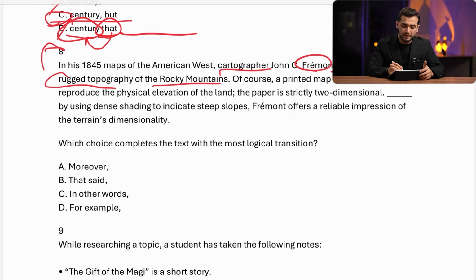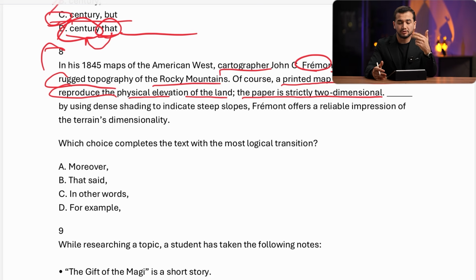Then, of course, a printed map does not technically reproduce the physical elevation of the land. Here they are talking about its limitation, right? So, of course, map cannot do kind of everything. The paper is strictly two-dimensional. Continue. So it's again the paper limits to only two dimensions. Still limitation of the work he did here.